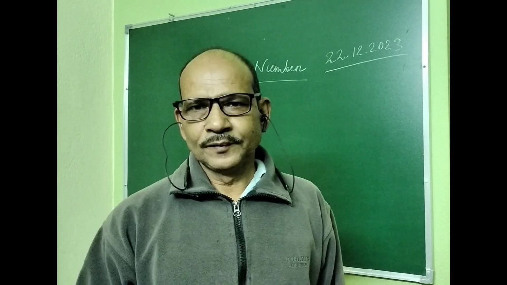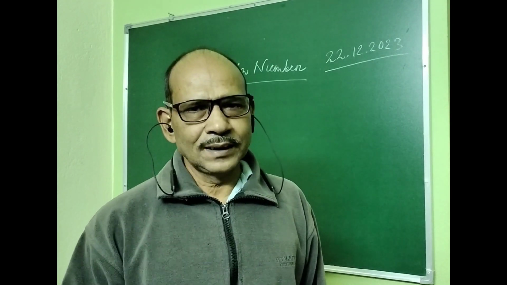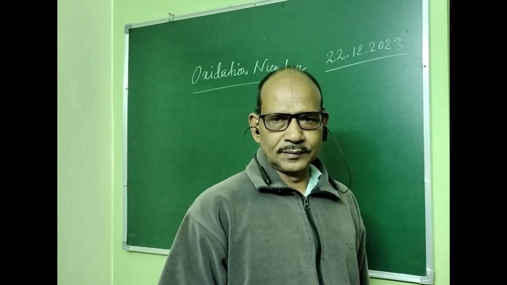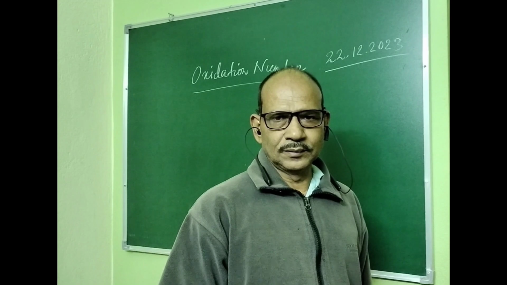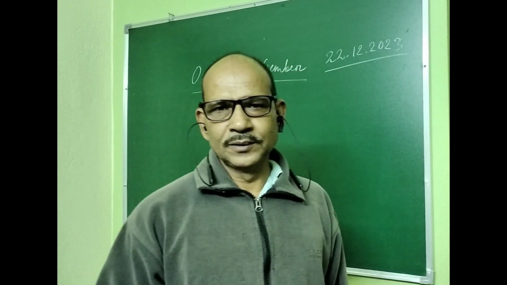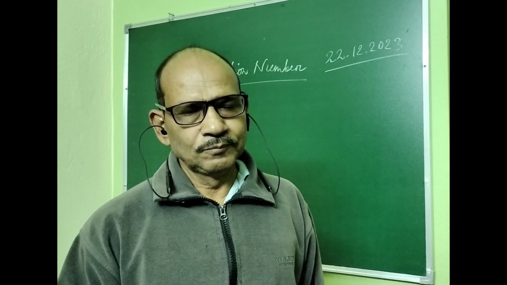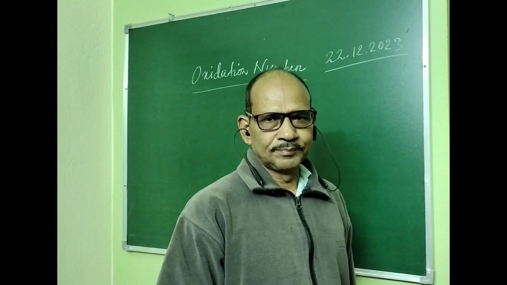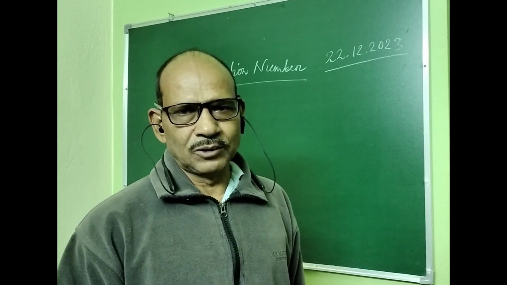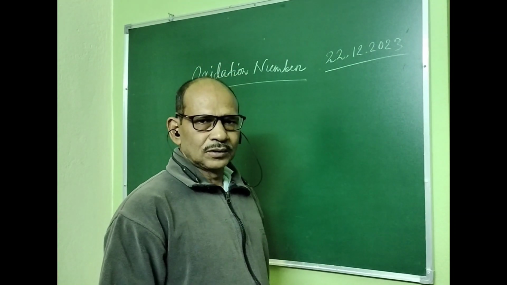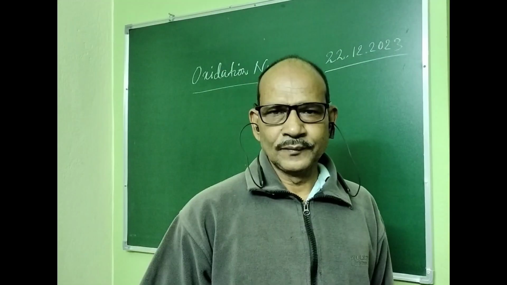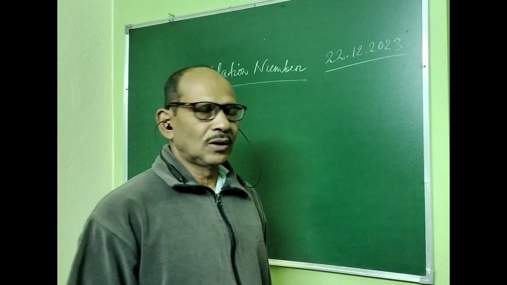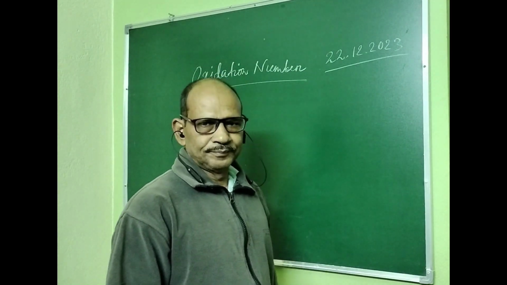An element in a compound remains either in oxidized condition or reduced condition, or it may be neutral. The number by which we can know the oxidized condition or reduced condition of an element in a compound is called oxidation number. The oxidation number of an element in a compound or in an ion.